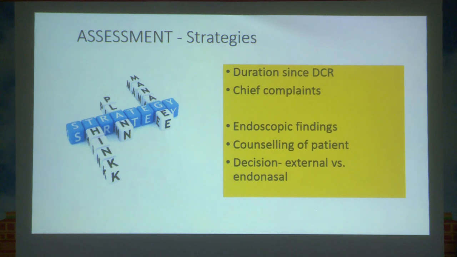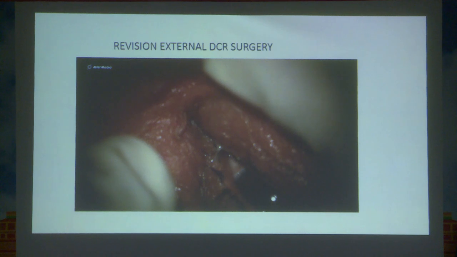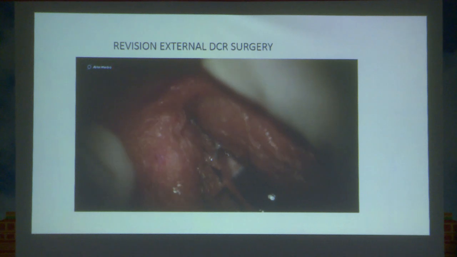The decision, when we are going to do surgery, external or endoscopic, is based on the expertise of the surgeon. Here a patient reported to us with failed DCR 3 months after surgery. The patient had been operated on for DCR, but came with watering and recurrent discharge. The patient was treated with syringing and probing, but again complained of discharge, and on examination there was regurgitation of the fluid.